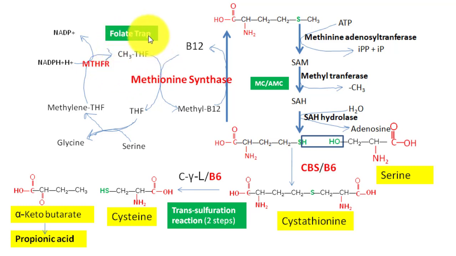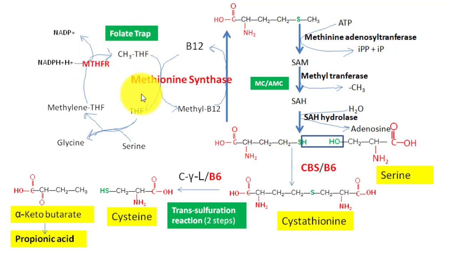Because of this folate trap, in vitamin B12 deficiency, megaloblastic anemia is there. So if we have to answer the question, what is the cause of megaloblastic anemia in vitamin B12 deficiency? The answer is folate trap.